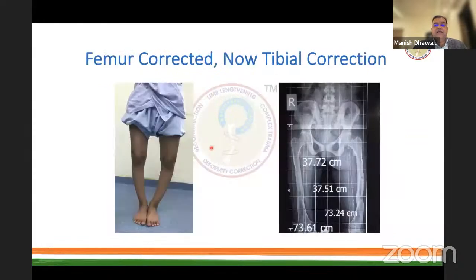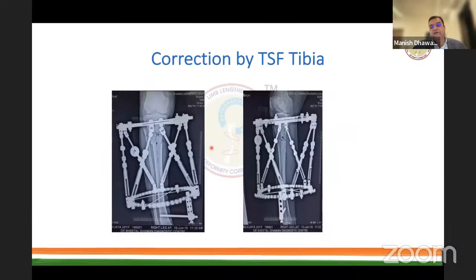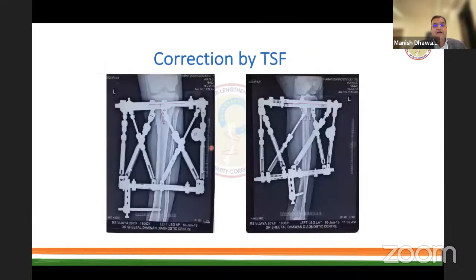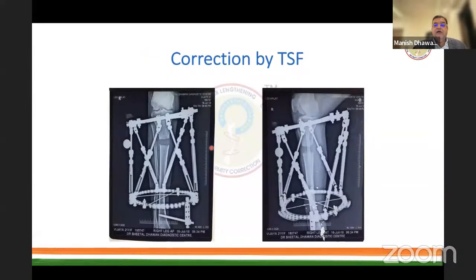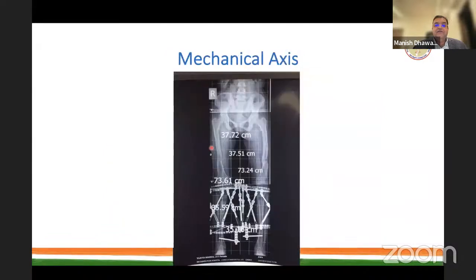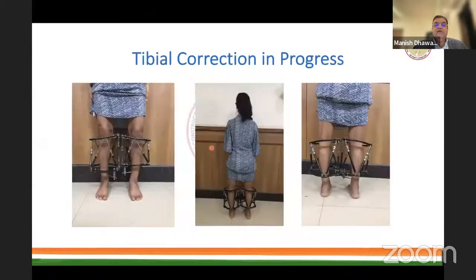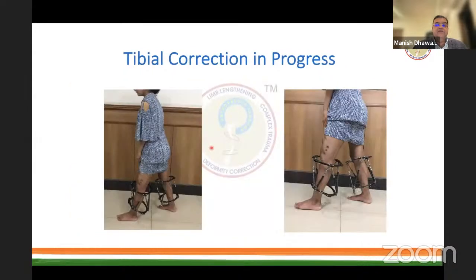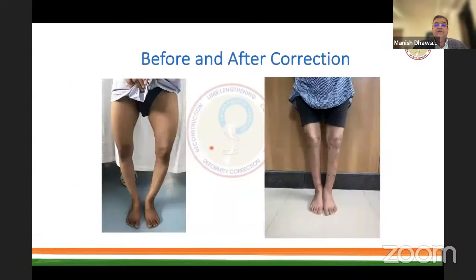Now, next day I did the correction for the tibia. I applied the same Taylor Spatial Frame. I brought it down, and you can see I'm also lengthening her. This is the correction which is happening, and quite an acceptable mechanical axis line has come. You can see the Taylor Spatial Frame on the legs, and you can see the final result. The final result is quite acceptable.